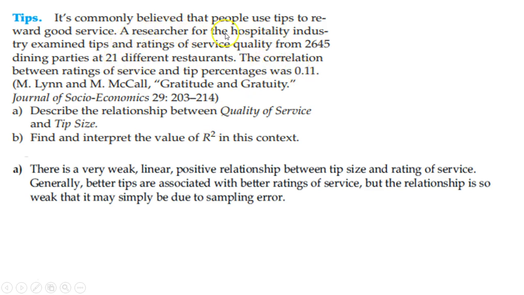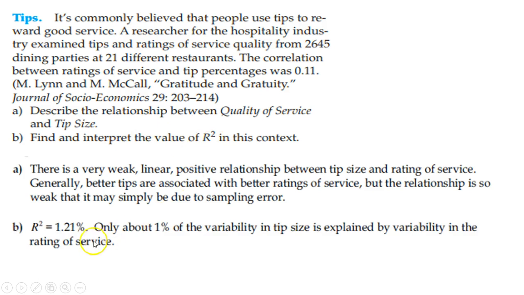I guess it's linear, right? Because it says for hospitality, right, there's 21 different restaurants, the correlation that they're giving us, so that's all that I know. I'm going to say that it's positive. I'm going to say that it's linear because I don't really know much else. But it's not very strong. It's definitely going to be weak, right? Between tip size and rating of service. And generally, better tips are associated with a better rating, but the relationship is so weak that it may simply just be due to some kind of error that happened. But find and interpret the value of R squared. Well, R squared is 1.21, so we'd say only about 1.21% of the variability in the tip size, because that was the Y, is explained by the variability in the rating service, which was X.